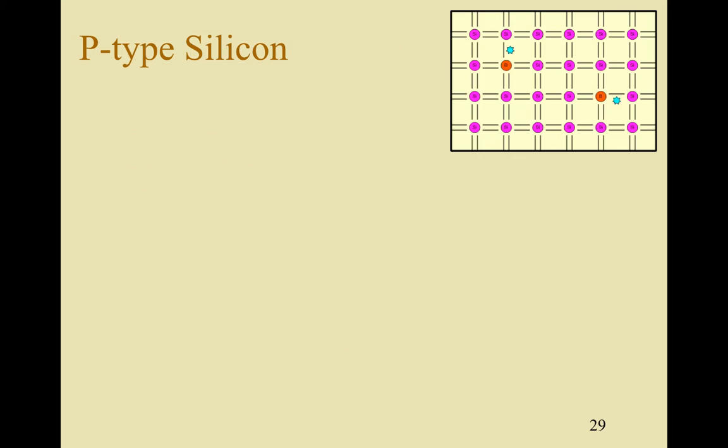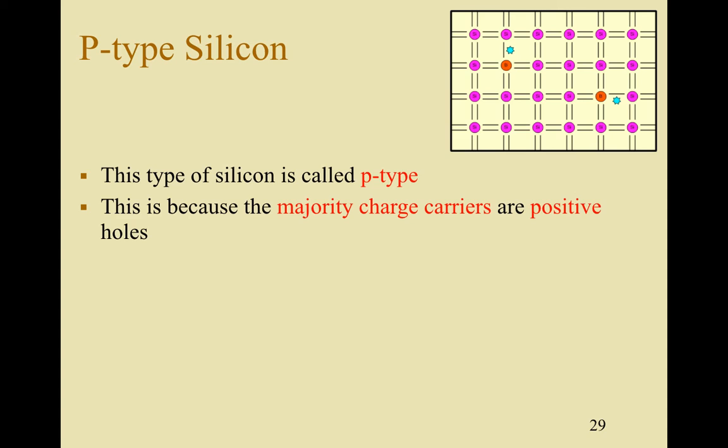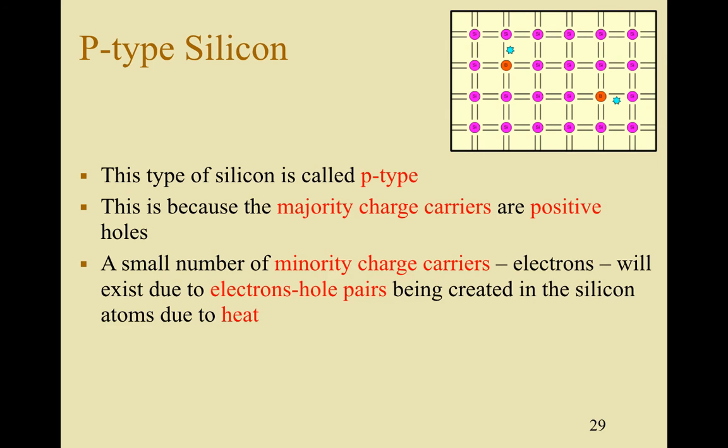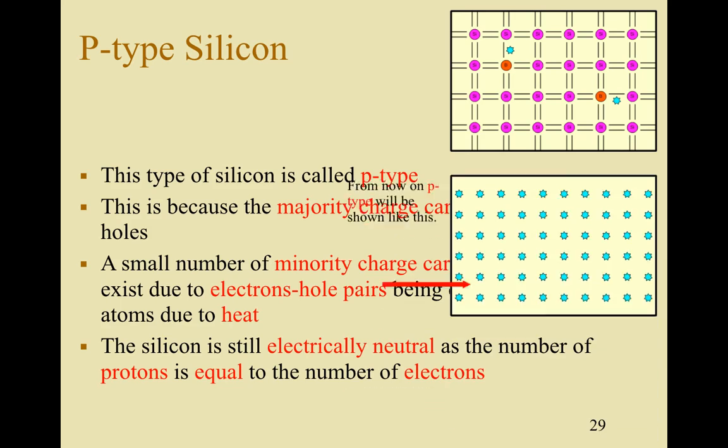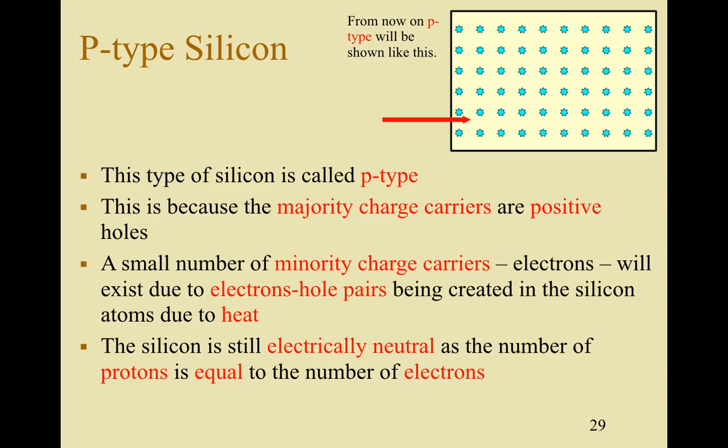Okay, so the p-type semiconductor, it's called p-type because the majority charge carriers are positive holes, but there are positive holes and negative electrons as charge carriers in this material. It's just that there are more positive holes as charge carriers, which is why we call it p-type. And still electrically neutral. This is how we look at the p-type in the next video.